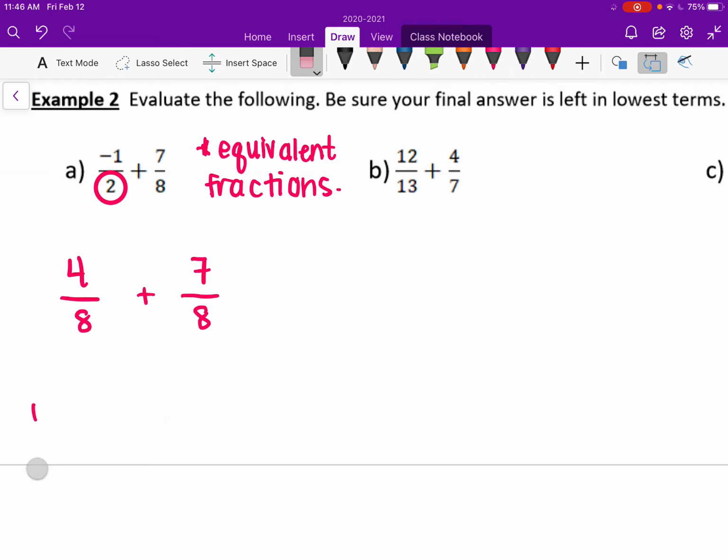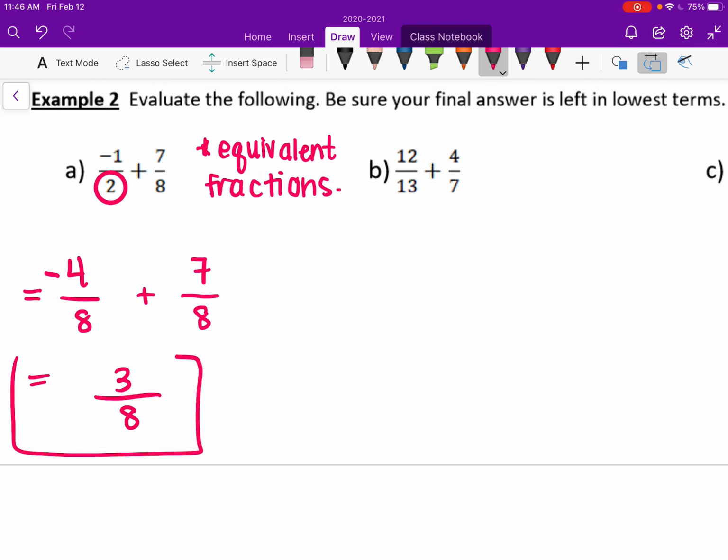Now that they're equivalent fractions, I can just go ahead and add them together. So I can do 4 plus 7. And I know that this is negative, so I have to make sure I leave the negative in. Negative 4 plus 7 is positive 3 over 8. Not negative, sorry.